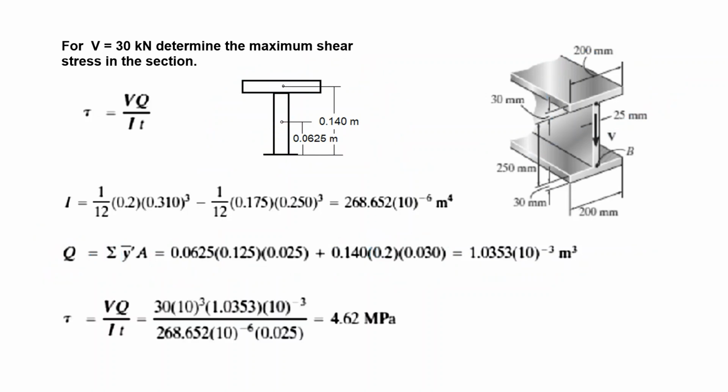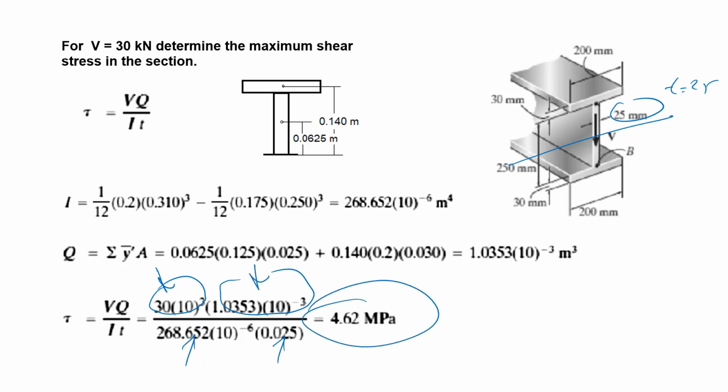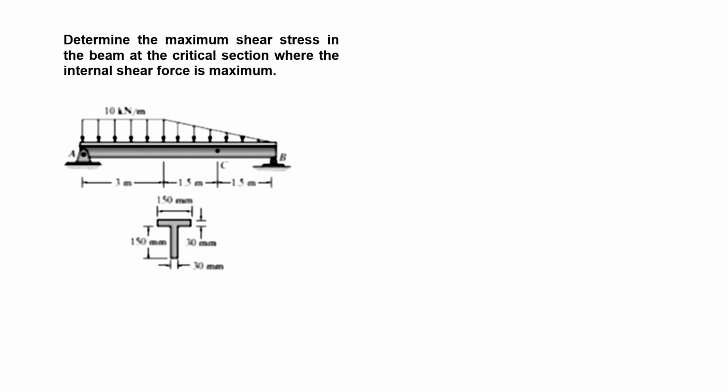Next, T, which is the width, is obvious. It's 25. So let's put in the V, Q, I, and T values, and the result is 4.62, the maximum shear stress, which occurs in the middle on the neutral axis.